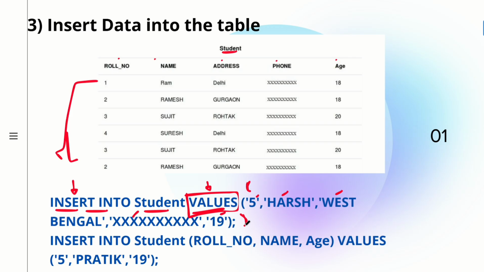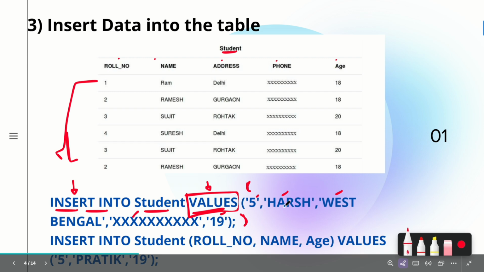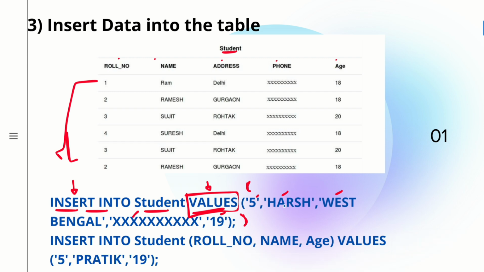This is a normal way of how we can insert the data, but there is also a second sub question which can be asked to you. You don't want to insert all the data, you want to insert only a few specific data, like I want to insert the roll number and name and age. In that case, what will you do?